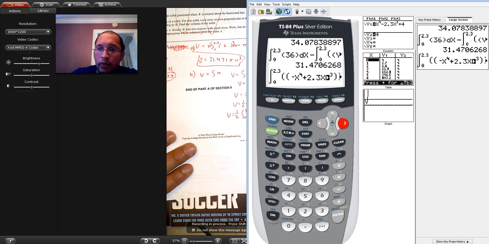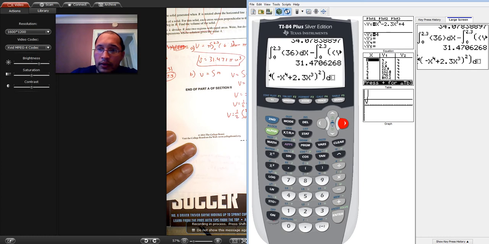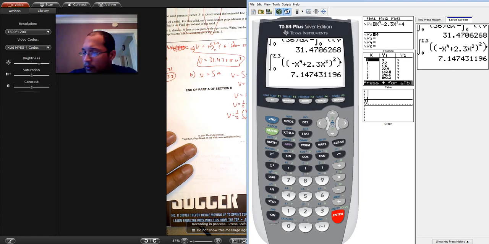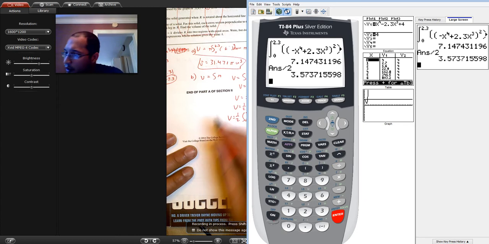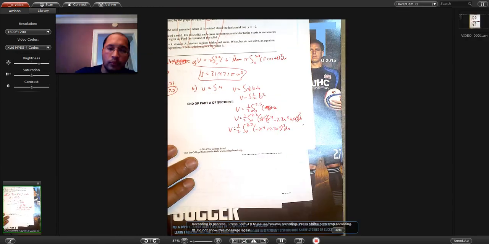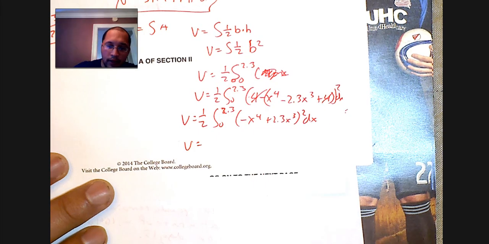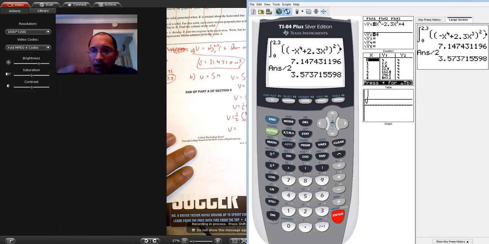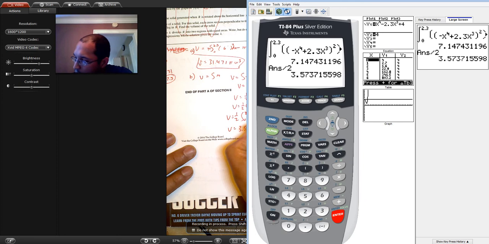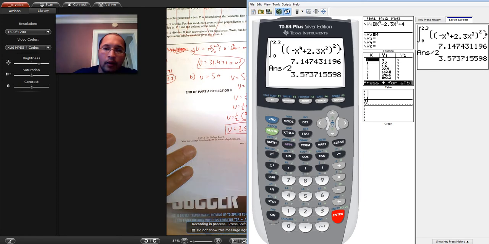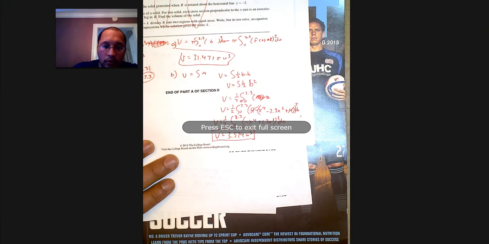This is horrible, torturing myself here with this calculator. Not that this problem's bad, it's the sheer length of time it takes to use this calculator app. But it's my fault. So it's 7.147, and I'm going to take half of that. Okay, 3.574. So the volume is now going to equal 3.574 units cubed. Alright, so let's go ahead and finish up.